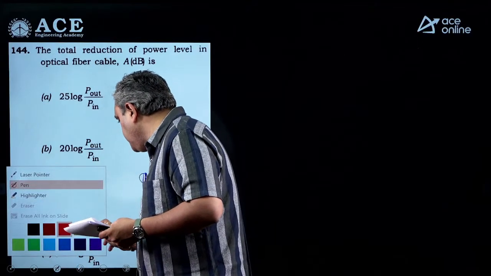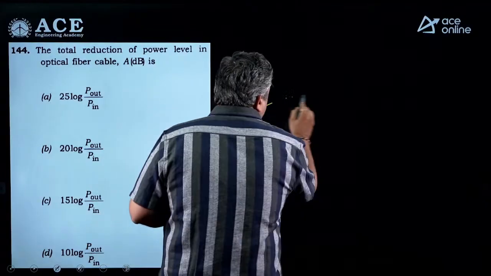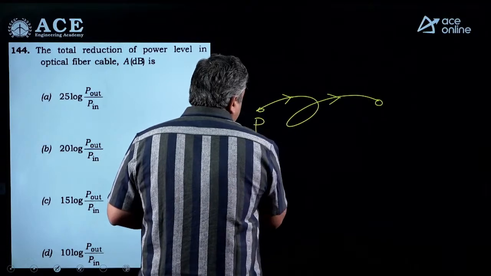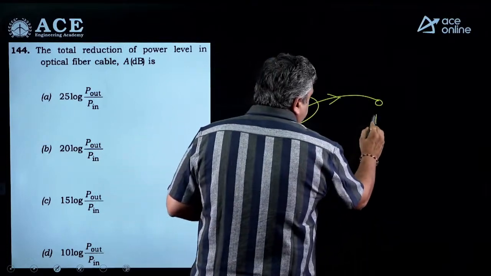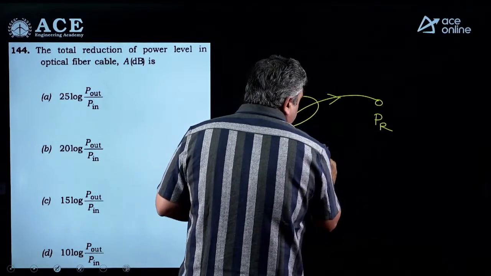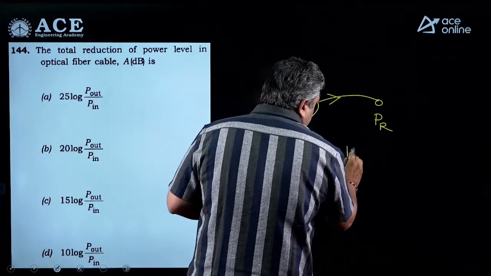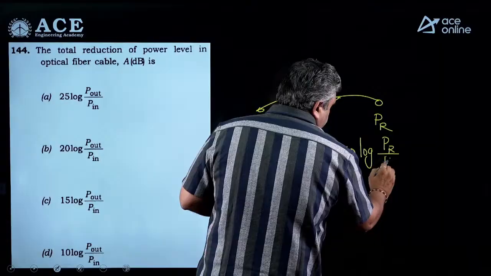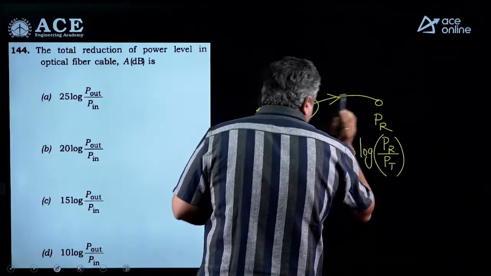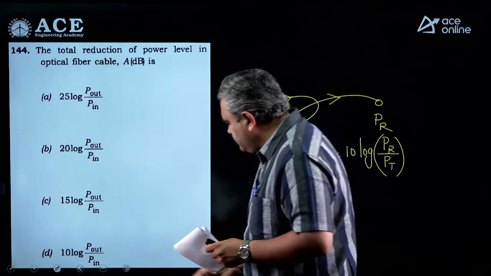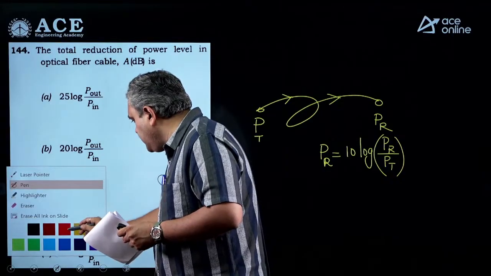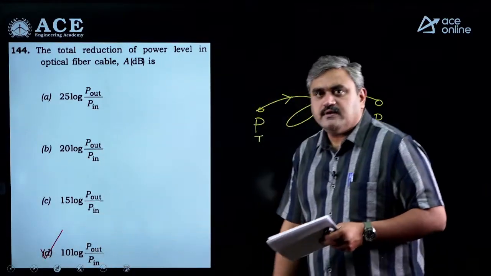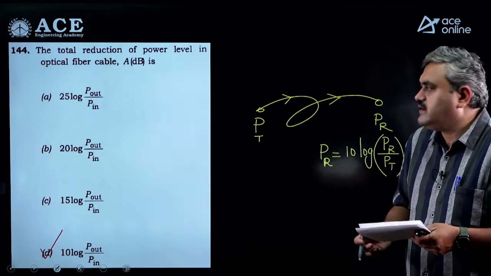So whenever you transmit your signal in an optical fiber cable from one point to another point, there is a loss of power. This is the power at the transmitter, this is the power at the receiver. When you take the powers, it will be 10 log PR to PT. This value will be negative because we are talking about attenuation. So here you can easily mark your answer. They are given 20 log, but the only possible choice will be 10. P out is power received and P in is power transmitted.